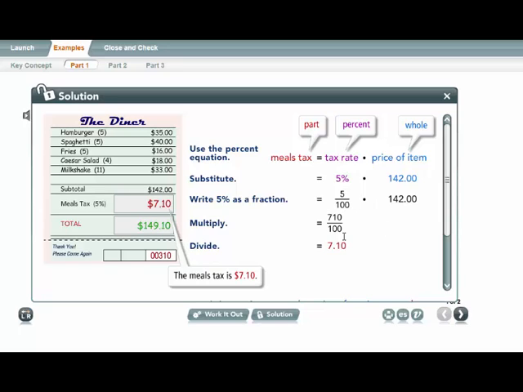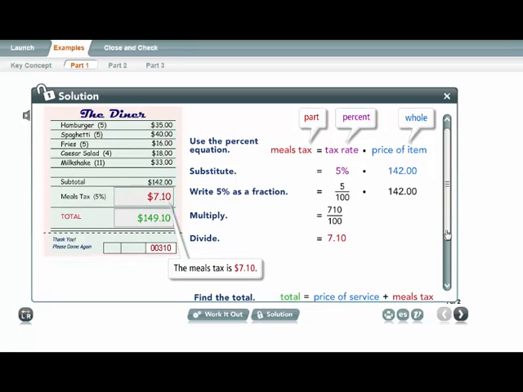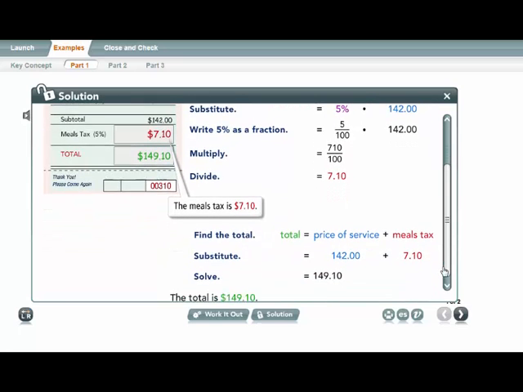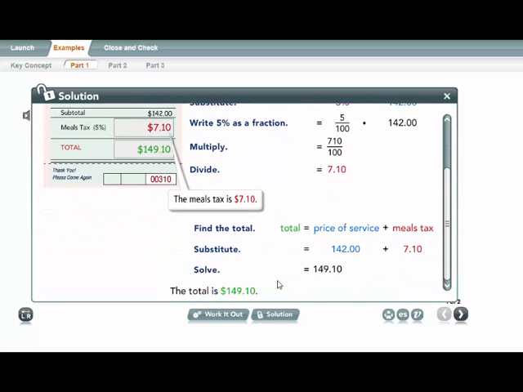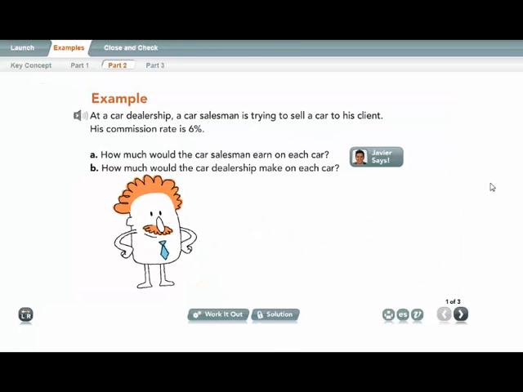When you multiply that, you're going to get 710 over 100, or 7.1 in your calculator, which we know is going to be $7.10. So the final total of our bill, when we add the $7.10 to the subtotal of 142, comes to $149.10.